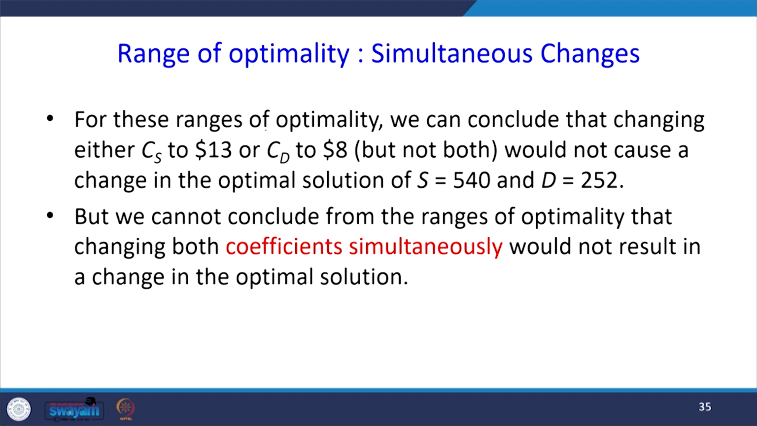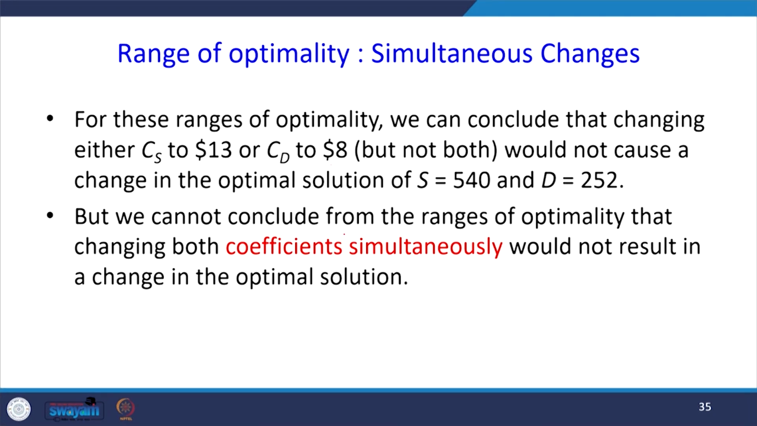For these ranges of optimality, we can conclude that changing either CS to $13 or CD to $8, but not both, any one change taking place, would not cause a change in the optimal solution S equal to 540, D equal to 252. Even though there are two changes, we are considering only one change at a time. If any one change takes place at a time, both changes are within the limit, and that will not affect our optimal solution.